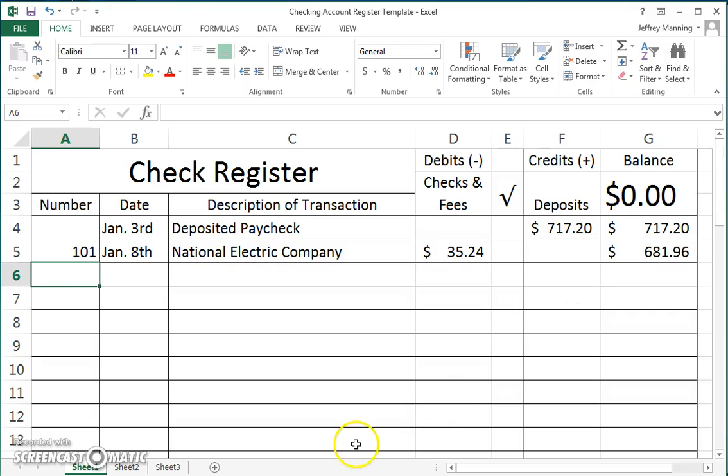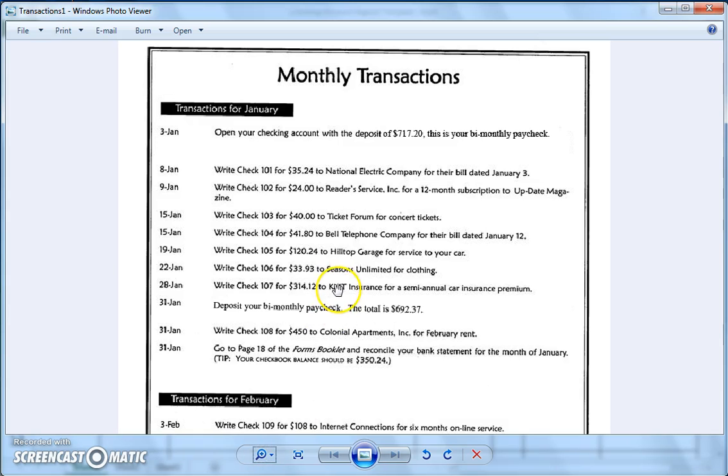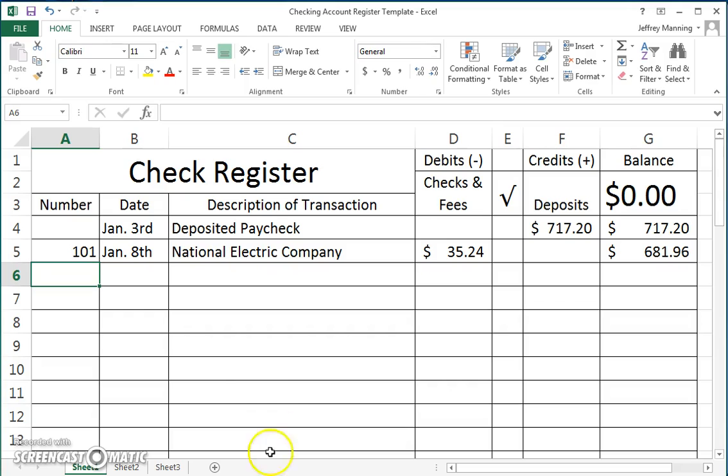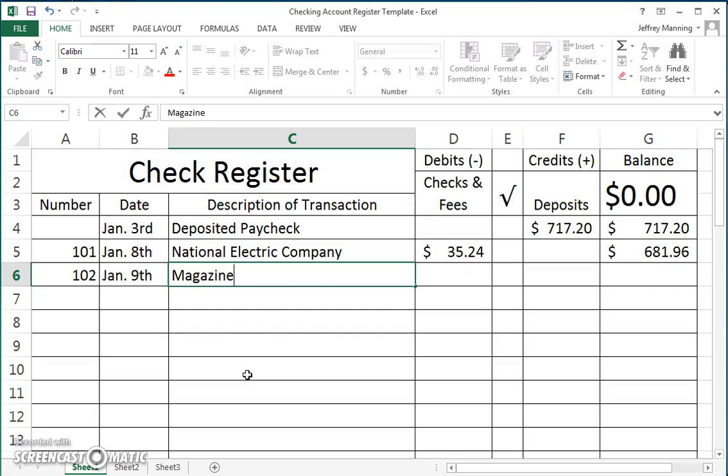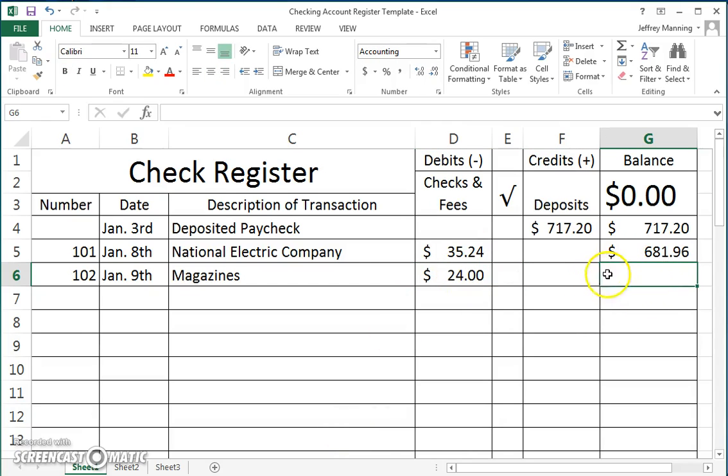All right, let's do one or two more transactions and then I'll let you guys work on this on your own. January 9th, wrote check 102 for $24 to Reader Service Incorporated for a 12-month subscription to Update Magazine. All right, so this is check 102. Happened on January 9th. This was for magazines. I think it was $24. I'm going to double check though. It was $24. And since I spent that money, I need to subtract it from my balance. So this minus this, I've got $657.96 left.